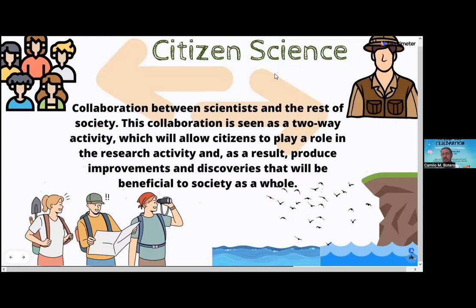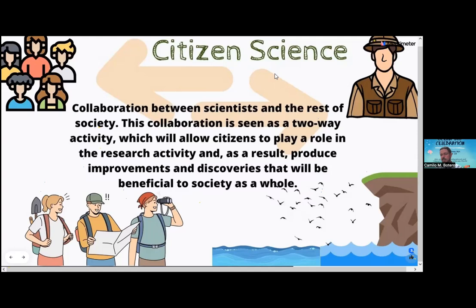We have on one side the society, the community, the citizens, and on the other side, the scientists. And this collaboration is seen as a two-way activity. It's not an educational activity in which the scientists go to the community to explain something, and that's all. No, the idea is that at the beginning, normally the scientists, the researchers go to the community and explain about the research project, the science, the phenomena. But after that, the citizens start to obtain information and to interact with scientists. It allows citizens to play a role in the research activity, and as a result, produce improvements and discoveries that will be beneficial to society as a whole.